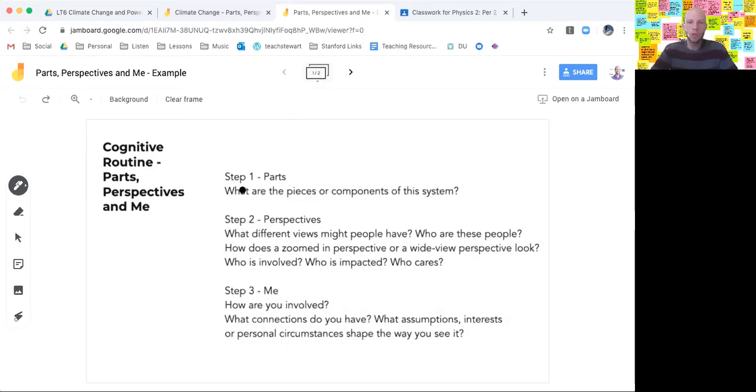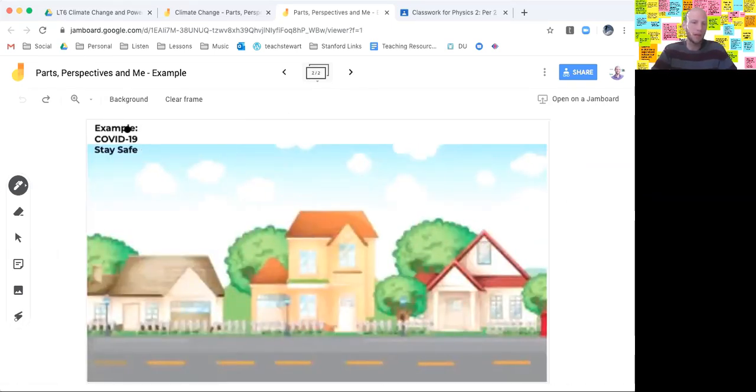In step 1, we're looking at what are the pieces or components of this system. What are the parts of COVID-19 and the Stay Safe rules that we have here in Oregon? When I think about that, the first thing I think about is families and people. So I'm going to draw, this is going to be a bad drawing, a little person here inside this house. And I know, like a lot of houses, most people aren't by themselves, but you might have one person who lives all by themselves over here in this house.